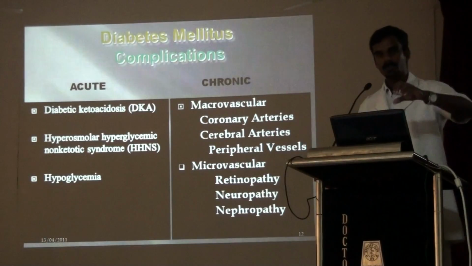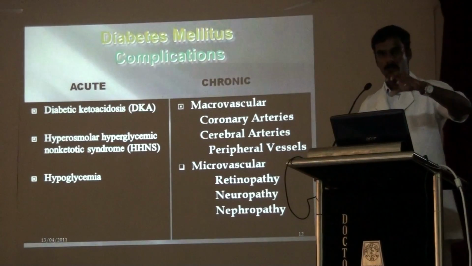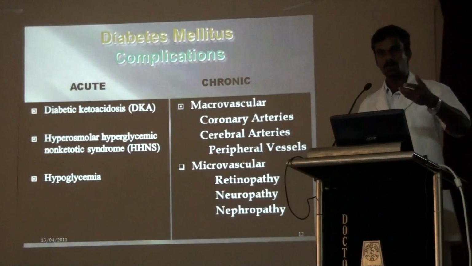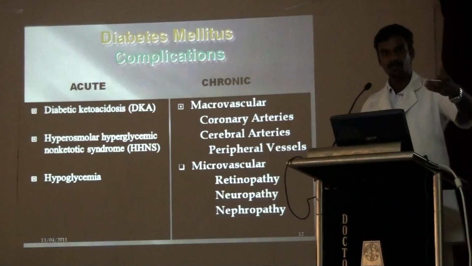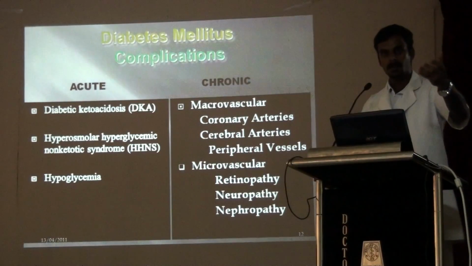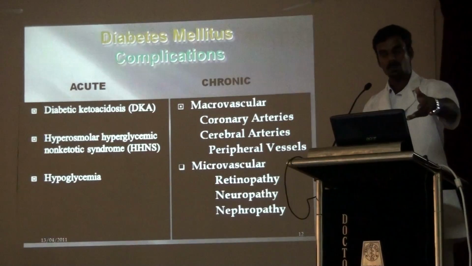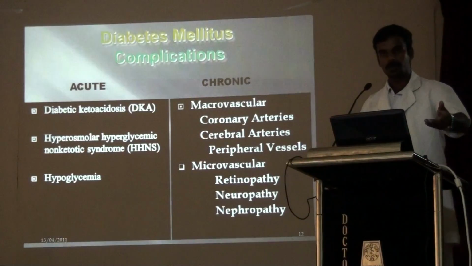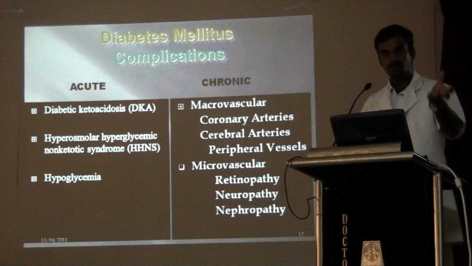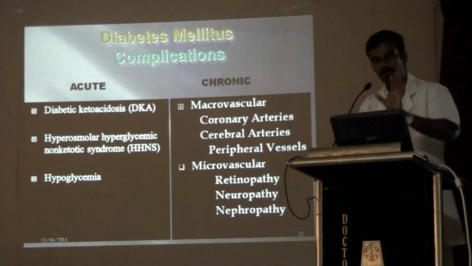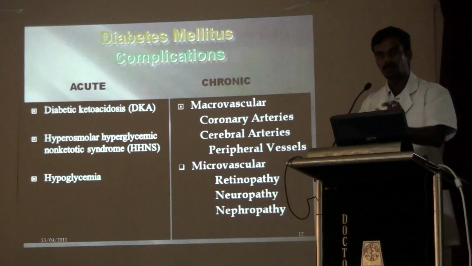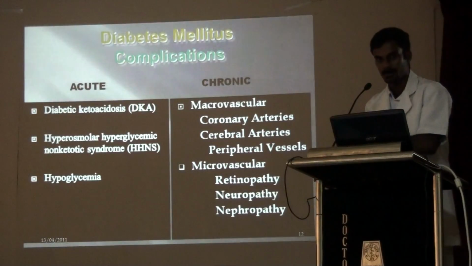If you pour some salt in water, what is the solution? It's a hypertonic solution. The osmolarity will be high, increased. Salt is the solute, and the solution means water is the solvent. So there will be increased osmolarity. Like that, when there is increased glucose in the blood, it is called hyperosmolar blood.